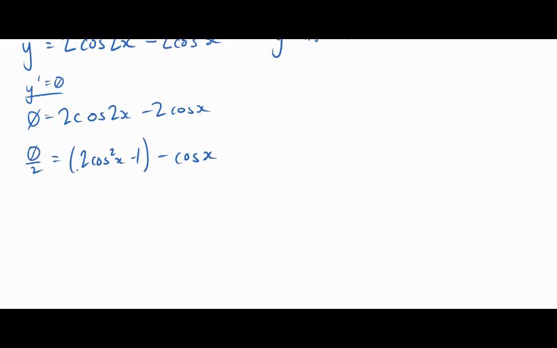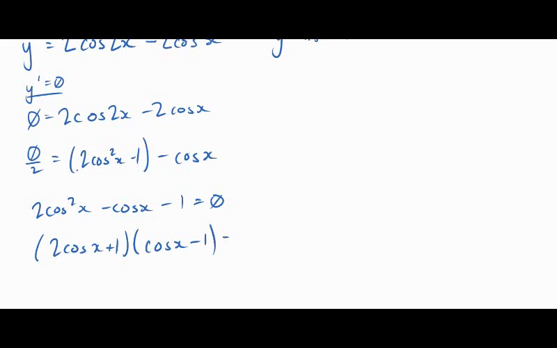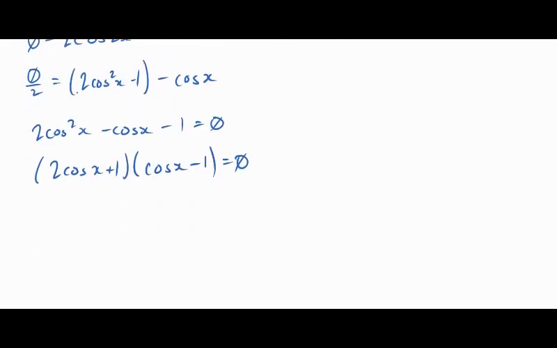So now I have 2 cos squared x minus cos x minus 1 equals 0. And this is something that I can factor and actually solve. So this is like 2x squared minus x minus 1. So it factors to (2 cos x plus 1)(cos x minus 1) equals 0. Which means each of those 2 brackets equals 0, which means cos x equals negative 1/2 and cos x equals 1.